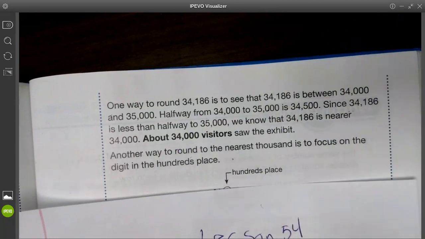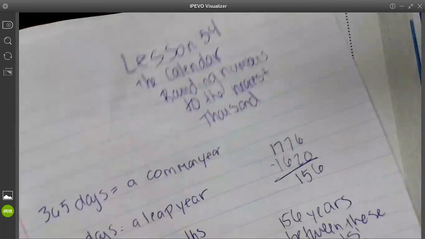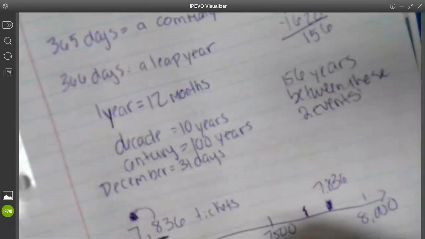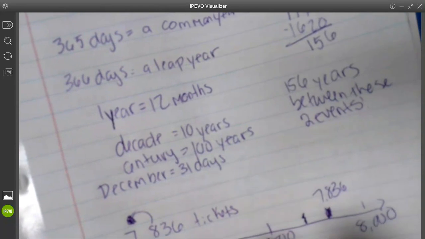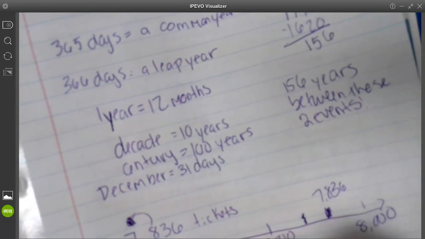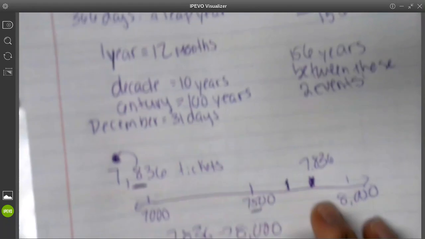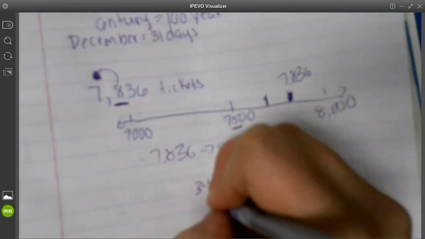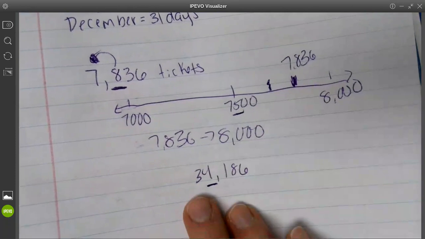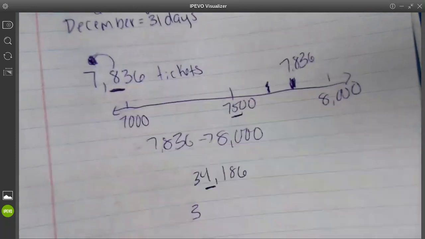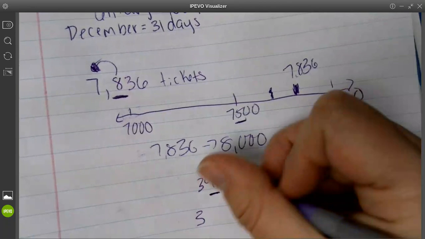So another way to round is to focus on the digit in the hundreds place. This is what I was sharing with you. I think this is the best, personally the most effective way for this kind of problem. So 34,186. So to round this digit in the thousands place, you know what, before we do that, I'm going to bring the 3 down because I know the 3 is going to stay the same.